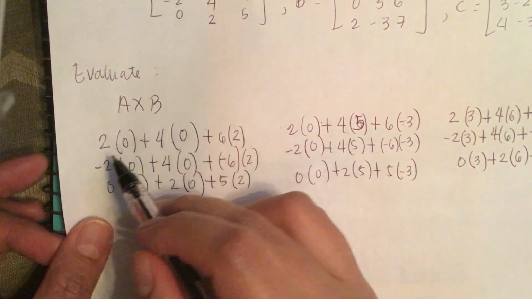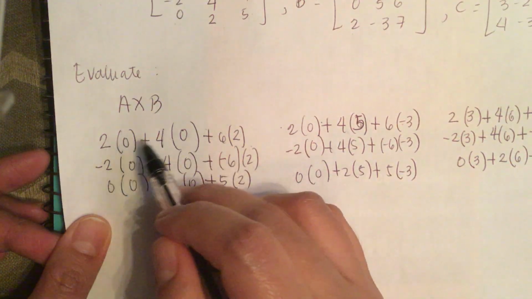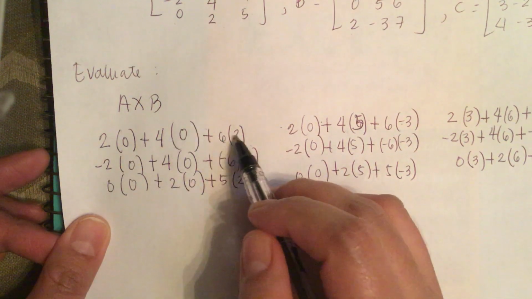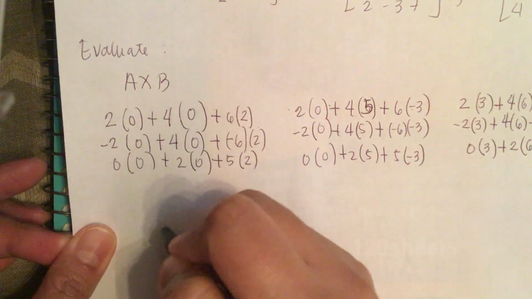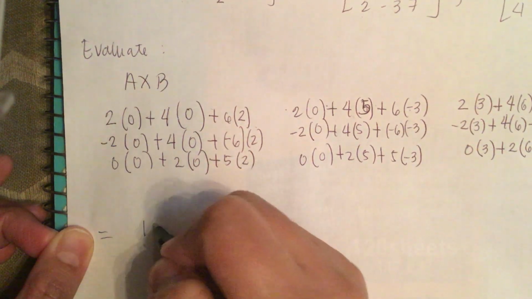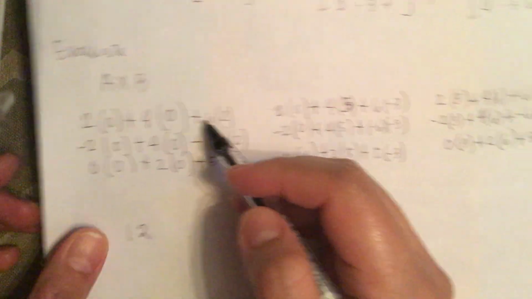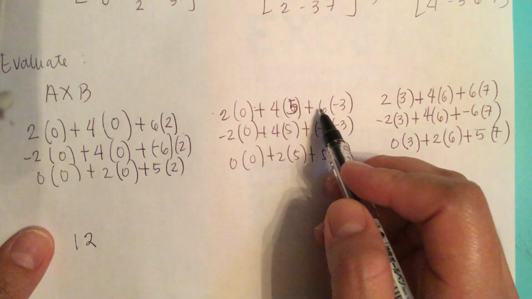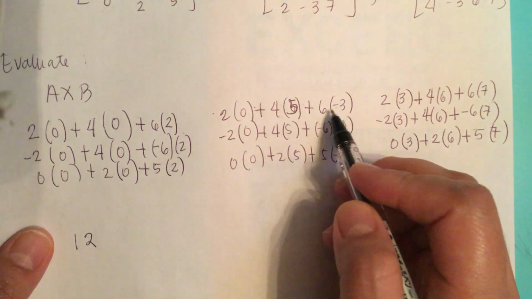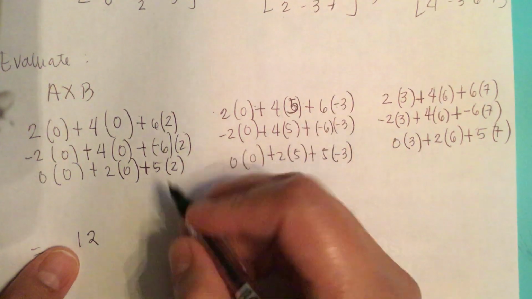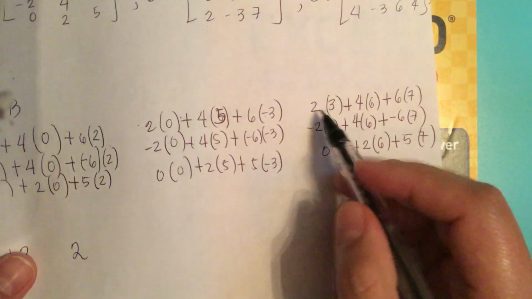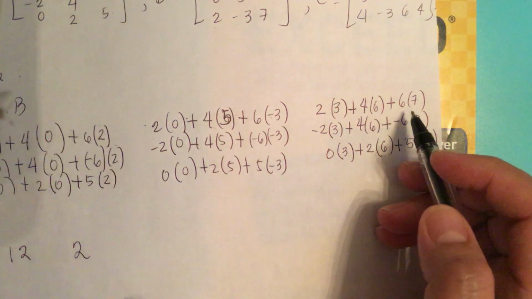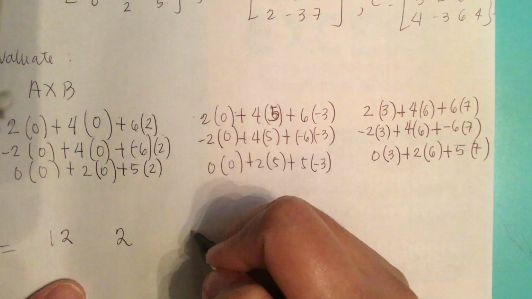And then we evaluate this. So 0 times 2, 4, this is 0. So 6 times 2 is 12. So this is 12. Now this one, so 0, 4 times 5 is 20, plus 6 times minus 3 is 18. So 20 minus 18 is 2. And then here, 2 times 3 plus 4 times 6 plus 6 times 7 is equal to 72.